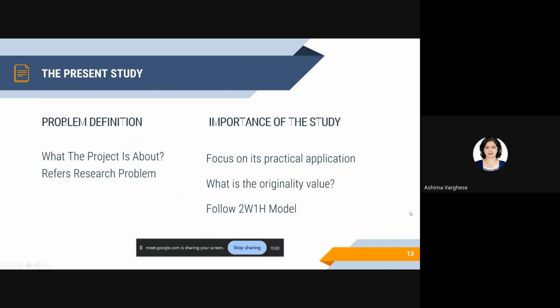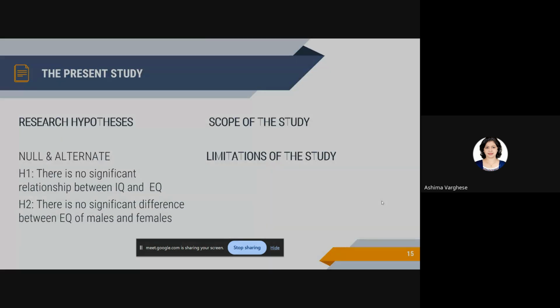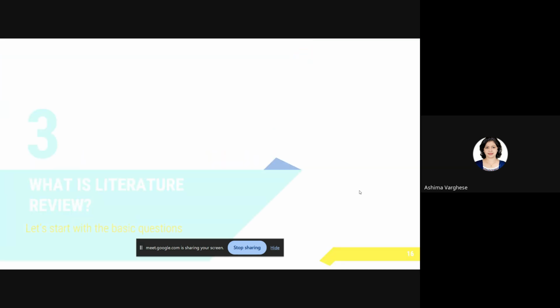And the present study should include a definition of the problem, what it is all about, and the importance, the significance of the study, and the focus should be on the practical implementation, and it should always carry the originality value and the research objectives as well as the broad and specific objectives to be presented in the introduction section, along with the hypothesis framed accordingly. Then it should also contain the scope and limitations of the study.